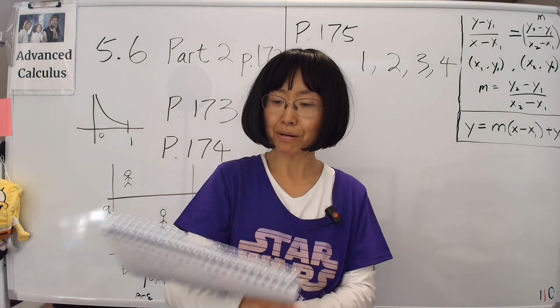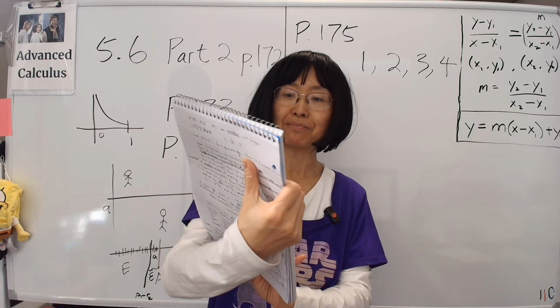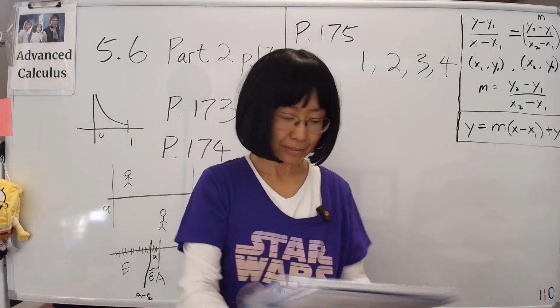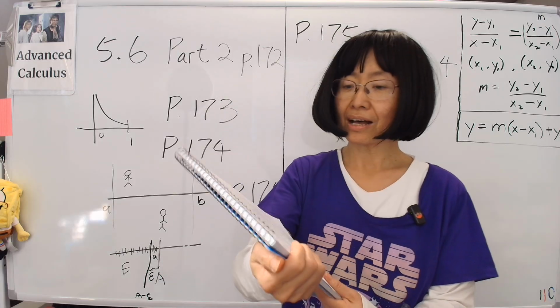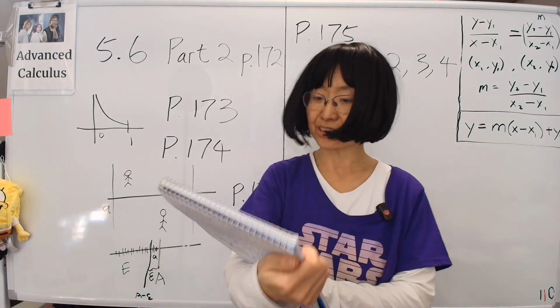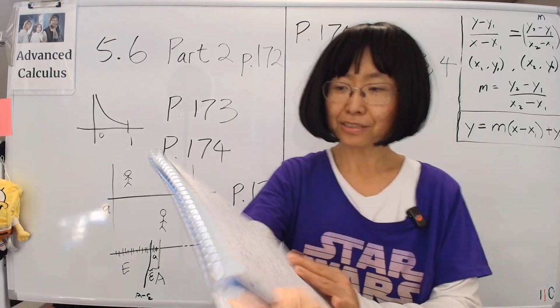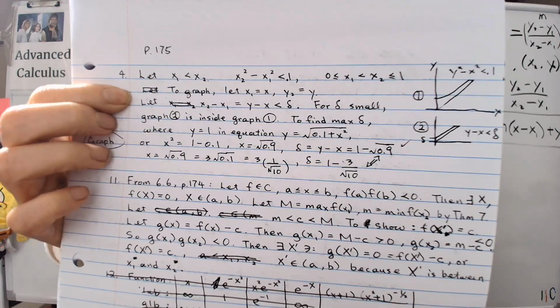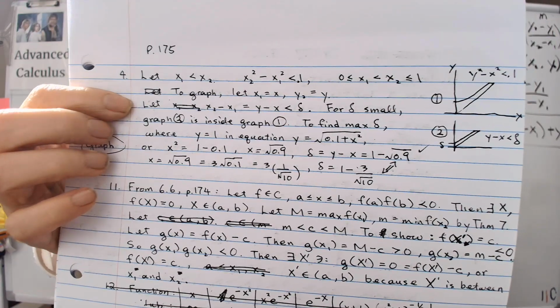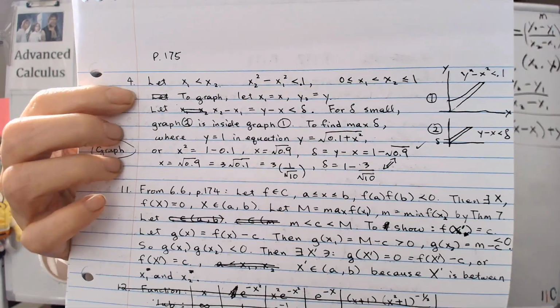But problem 4 is somewhat more interesting. Now let me look at it first. So problem 4, we are working within definition 9. Okay, so we have a specific function. We're given specifically that epsilon is 0.1, and what can delta be?